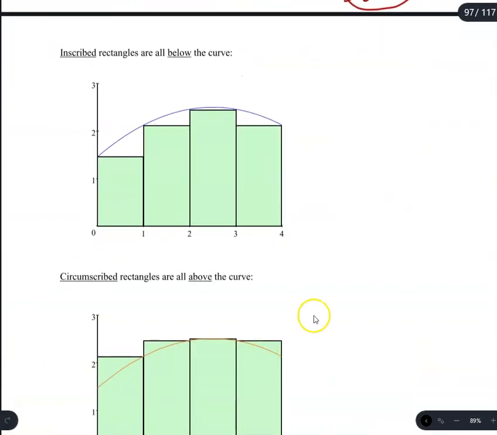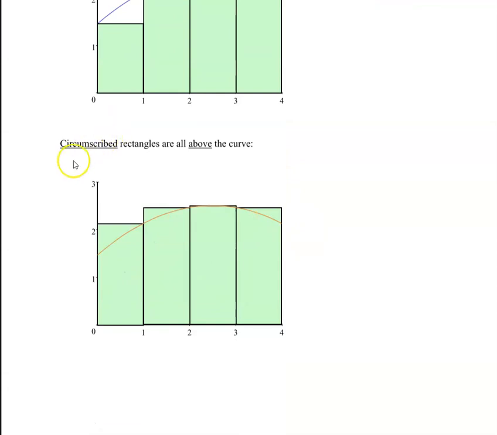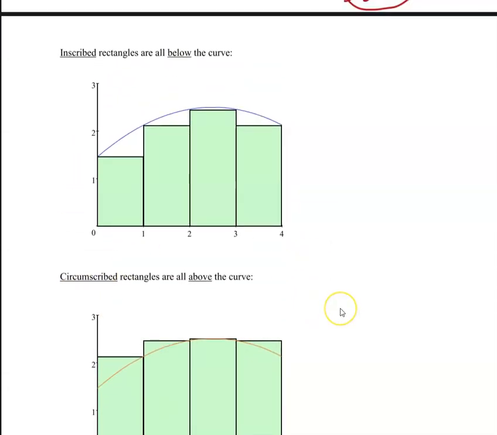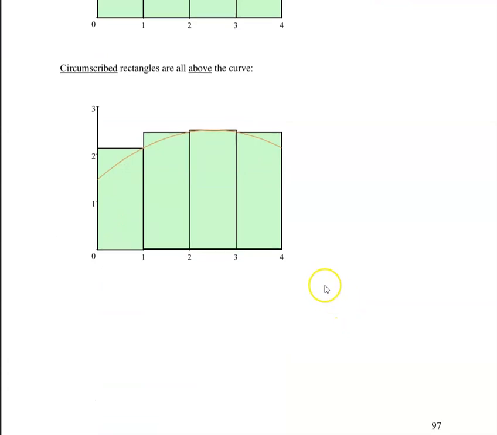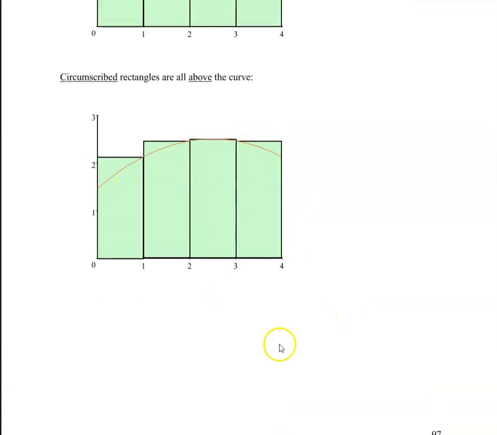A couple of other little vocabulary terms I just want you to be familiar with. Inscribed rectangles, you might hear that term. Those are all drawn below the curve, whereas circumscribed rectangles are all drawn above the curve. Whether the rectangles approximate or over approximate or under approximate depends on the behavior of the graph. And we'll get more into that later on, but I just want to kind of get your feet wet, and we'll do some practice with this tomorrow in class.